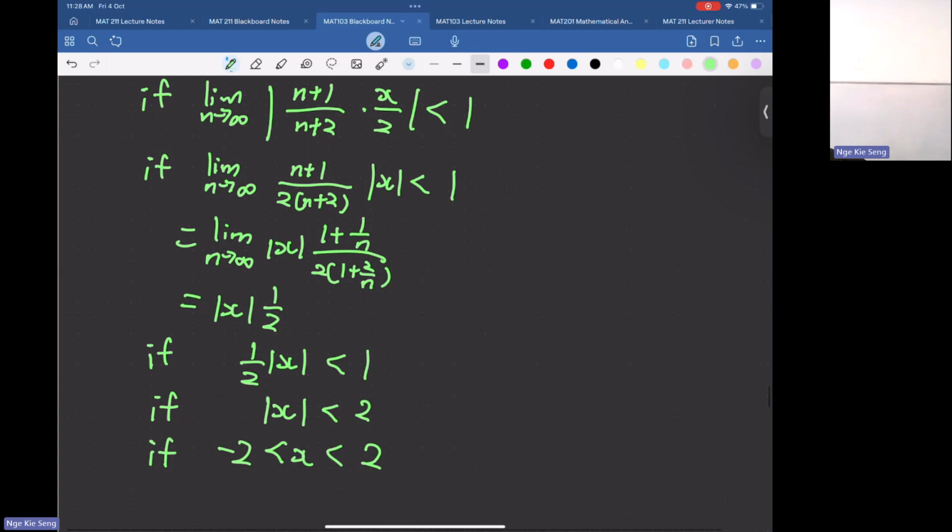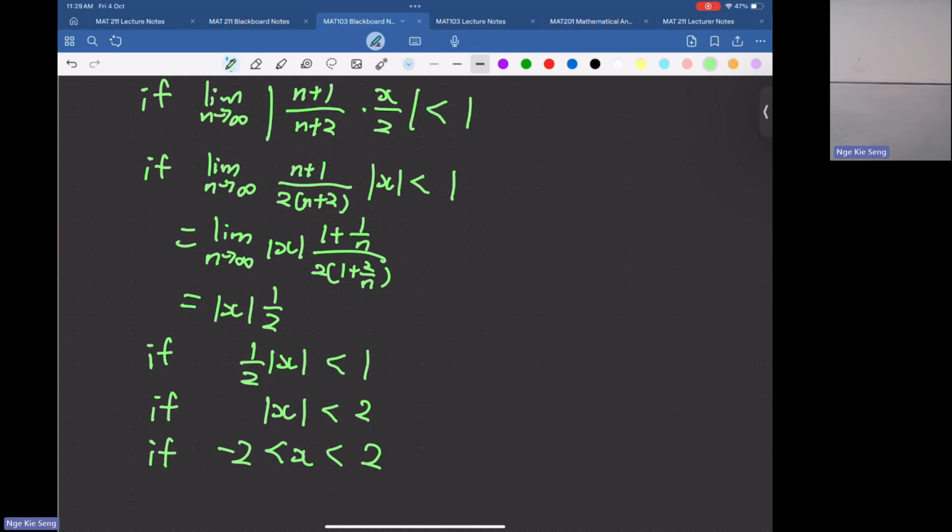Okay, good. But what happens if this limit equals 1? What does the ratio test say? Inconclusive. Inconclusive means maybe converge, maybe diverge. So there is still a possibility to converge. What to do? You need to check at those points. So when does this limit equal 1? If you replace the inequality with equality, x might be equal to -2 or 2.